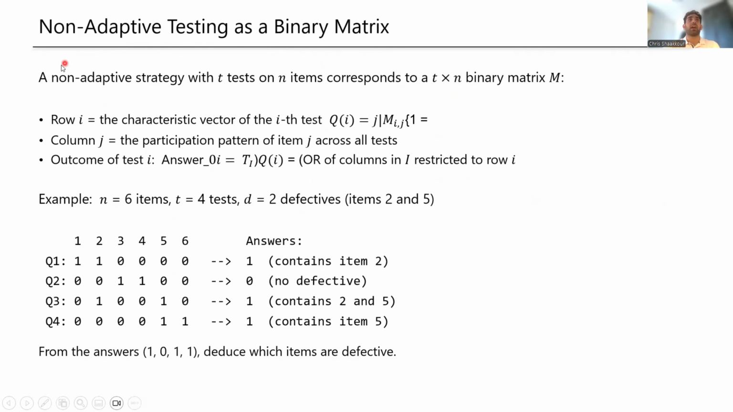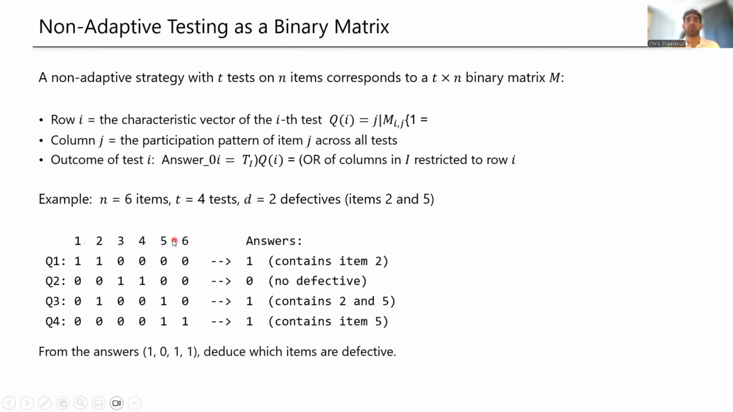So here we have the non-adaptive testing as a binary matrix. I'm not going to talk about what's written here. Let's directly look at the example. We have a group with 4 elements, and Q1 is the test that I'll be doing. Here we are given the problem.